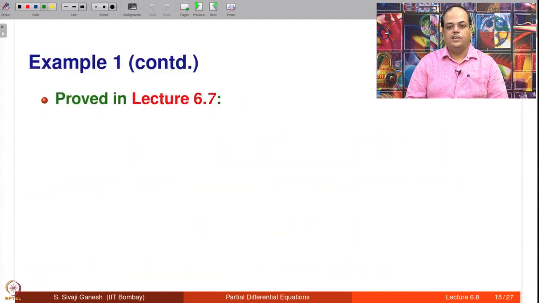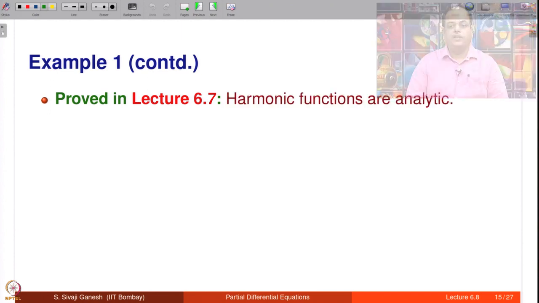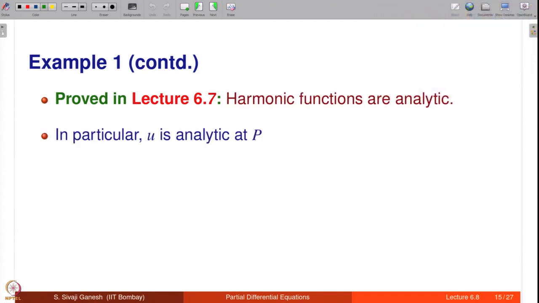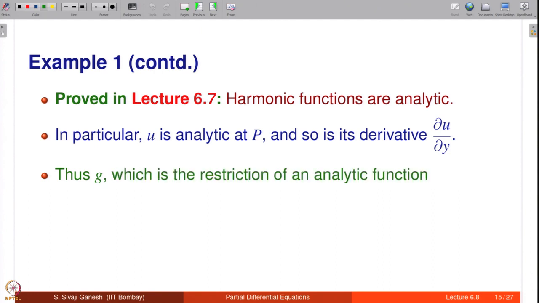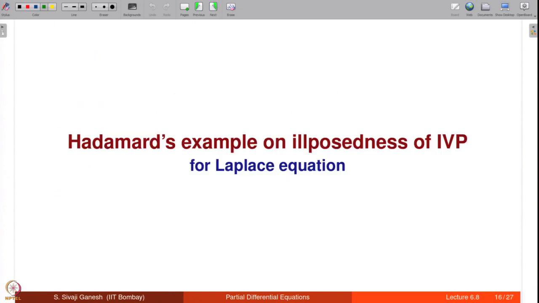So, as proved in lecture 6.7, harmonic functions are analytic. In particular, u is analytic at p and so is its derivative dou u by dou y. Thus, g, which is the restriction of an analytic function to the x axis, is itself analytic or real analytic. Now, let us look at Hadamard's example on ill-posedness of initial value problems for the Laplace equation.